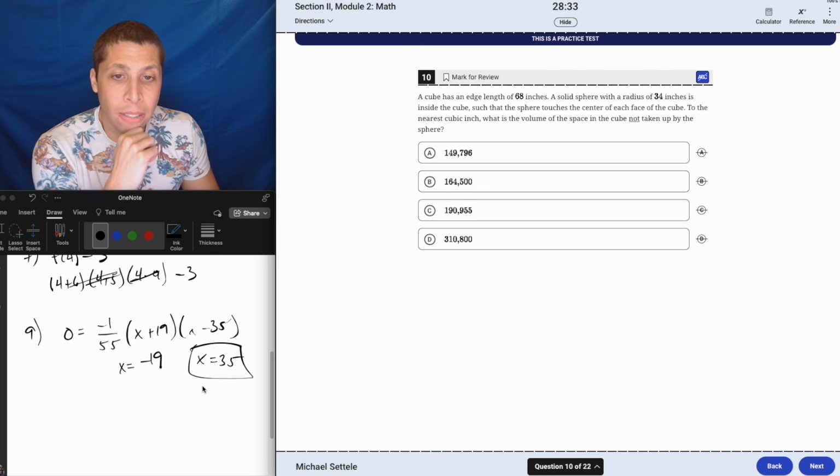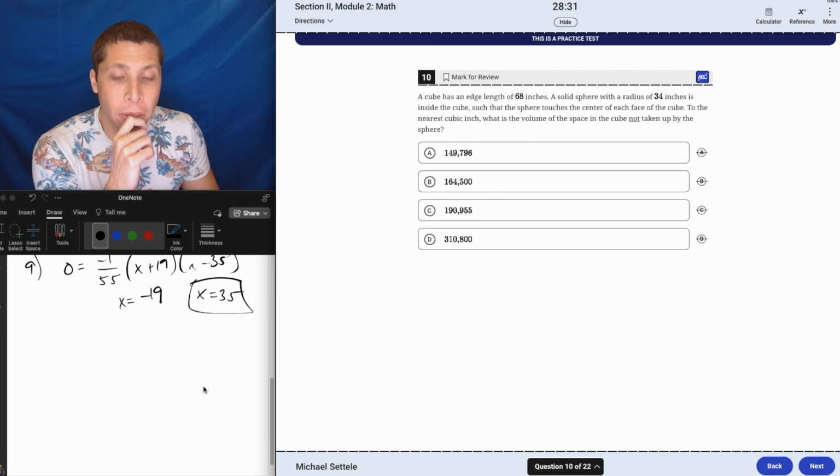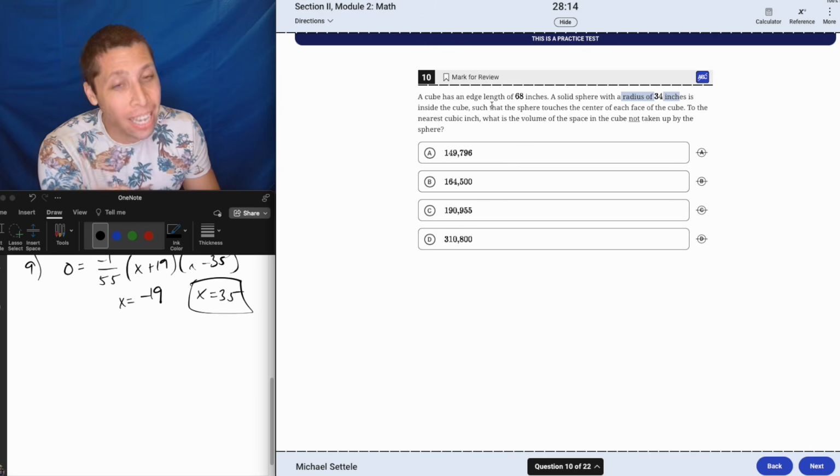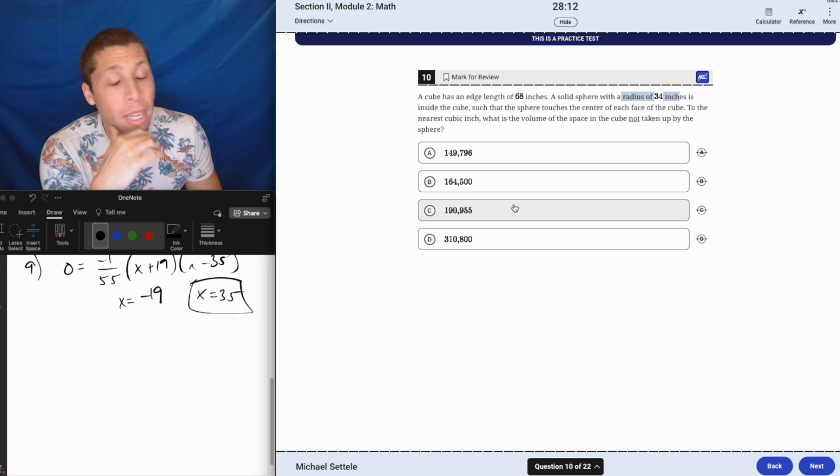A cube has an edge length of 68. A solid sphere with a radius of 34 inches inside the cube touches the center of each face of the cube. To the nearest cubic inch, what is the volume of the space in the cube not taken up by the sphere? Okay, so this is a question I've definitely seen before because I remember this part, radius of 34 inches. They don't have to tell you that because if we know how big the cube is and the sphere fits inside the cube, then we know the radius of the sphere.